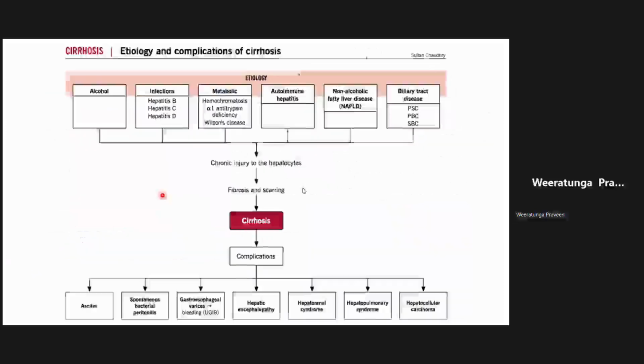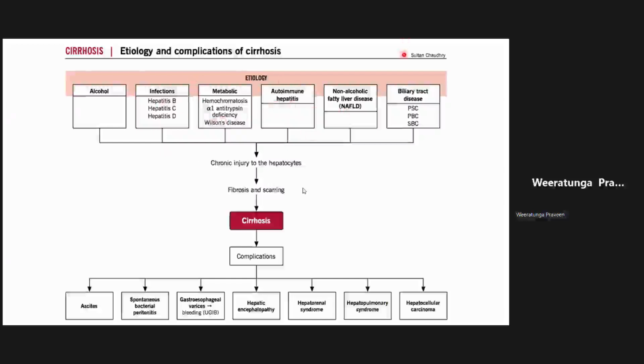Right. Then I think I have also. So this gives you a nice summary of the etiology. Go through these slides before the exam, the summaries are all here. Right. So the etiology of cirrhosis can be alcohol, infection, metabolic, autoimmune. So just please remember these.